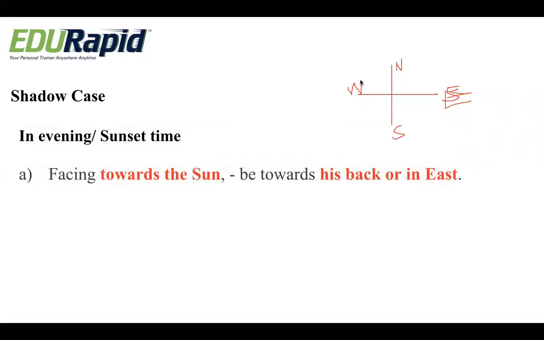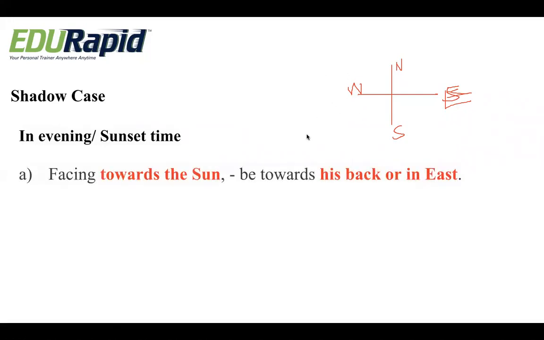Okay. So what happens in the evening time, sunset time? As I told before, the sun rises in the east and the sun sets in the west. So let's draw the directions now. This is east. This is south, north, and west. So in this case, what will be the shadow in sunset time? So the sun will be here in the west direction.